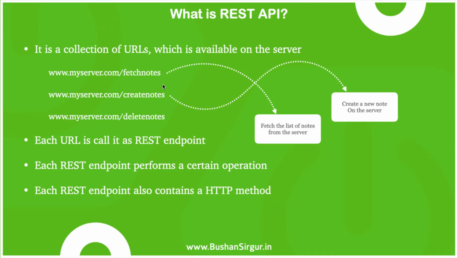So basically REST API is nothing but a collection of URLs which is available on the server. We have a group of URLs and those URLs will be available on the internet. Each URL we call a REST endpoint in technical terms, and each REST endpoint performs a certain operation, maybe fetching the nodes from the database, creating nodes or deleting nodes. It could be anything, but each URL performs a certain operation.